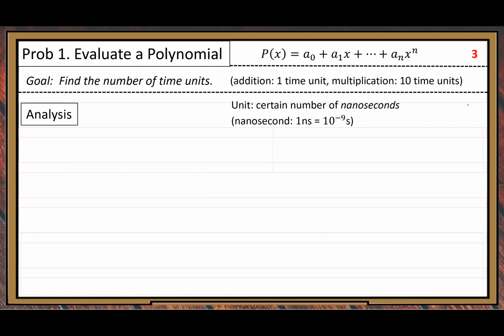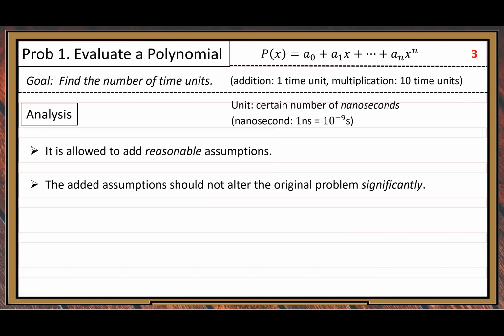Let's do the analysis. Here we have these reasonable assumptions, so we feel comfortable because we have a convenient, stable measure. So now we can calculate the number of time units. And these simple assumptions would not change our question significantly, right?